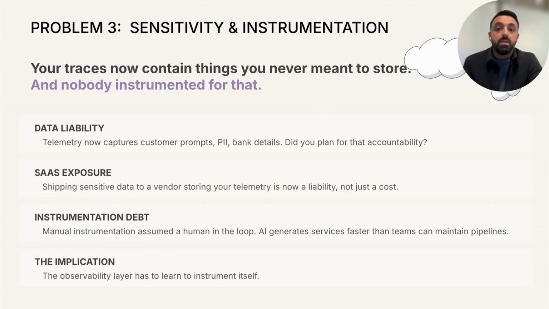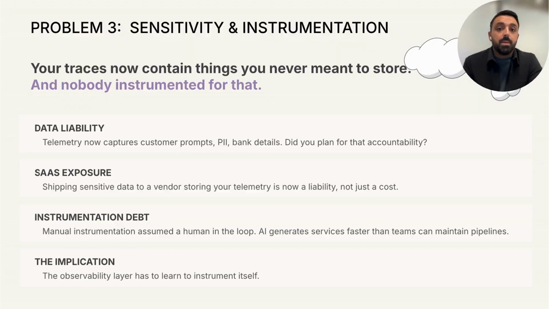The third problem, sensitivity and instrumentation. Your telemetry now contains things you never meant to store. Prompts, customer conversations, PII, financial information, internal business logic. Telemetry stopped being just technical metadata. Now it's potentially the most sensitive data in the company. That changes the risk model completely. Shipping all of that to a SaaS vendor is no longer just a cost discussion. It becomes a liability discussion.